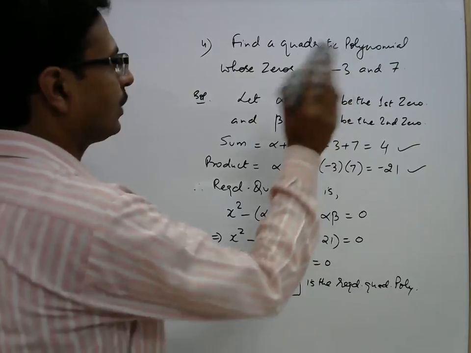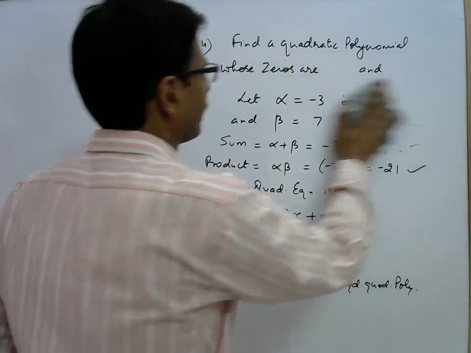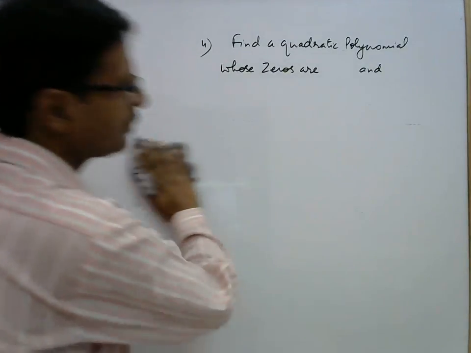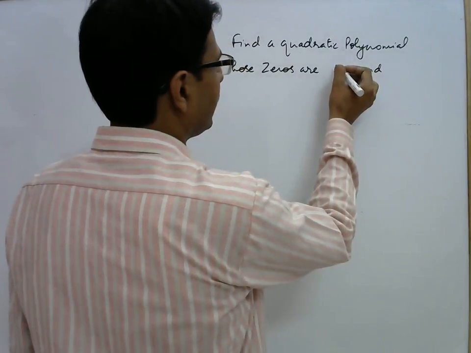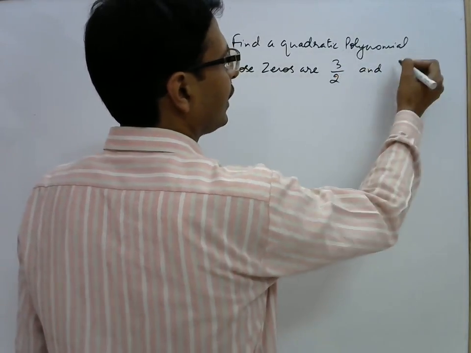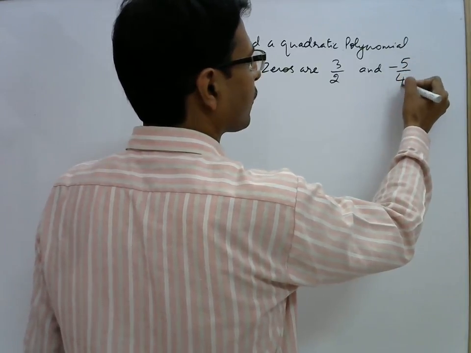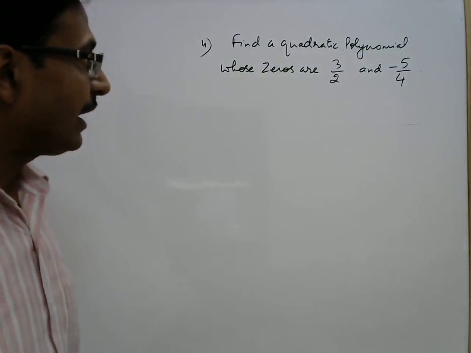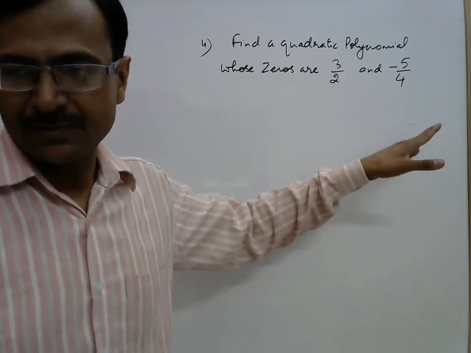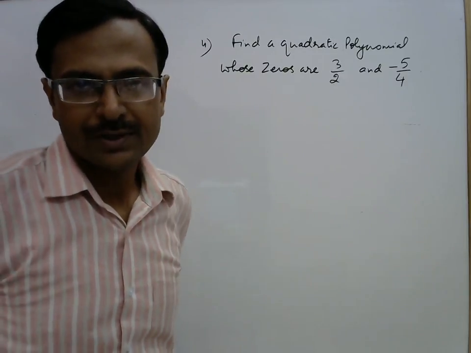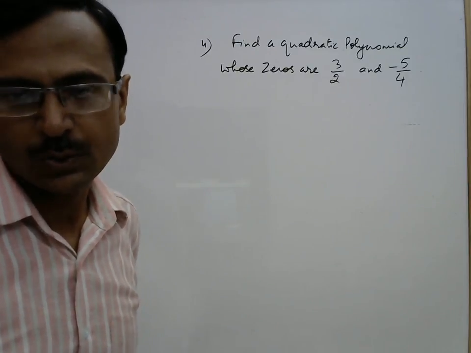Okay, one question for you now. Find a quadratic polynomial whose zeros are. Now I am changing the zeros, and the same steps you have to follow to get the required answer. 3 by 2 and minus 5 by 4. Okay, now I have changed the values. You have to find a quadratic polynomial whose zeros are 3 by 2 and minus 5 by 4. Students, kindly get on with this and follow the same steps which I just told you.